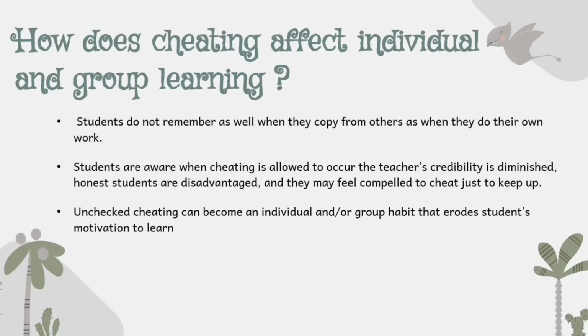How does cheating affect individual and group learning? Number 1, students do not remember as well when they copy from others as when they do their own work. Number 2, when students are aware that cheating is allowed to occur, the teacher's credibility is diminished. Honest students are disadvantaged and they may feel compelled to cheat just to keep up. And the last one is unchecked cheating can become an individual and or group habit that erodes students' motivation to learn.